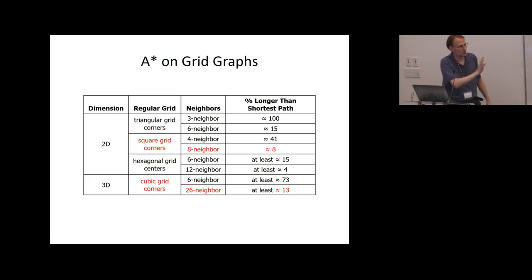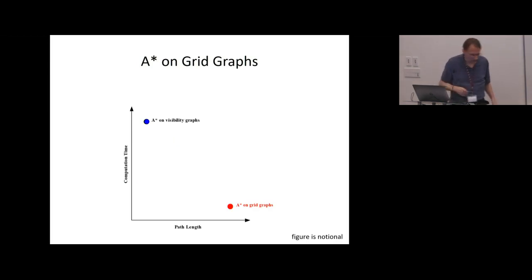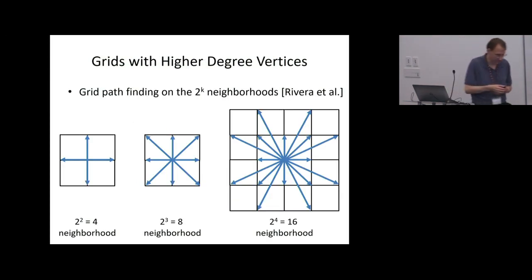Okay, don't return grid paths. How do we do it? So let's think about this a little bit. There are two things that come to mind right away. One thing that comes to mind is, well, use a higher connectivity.